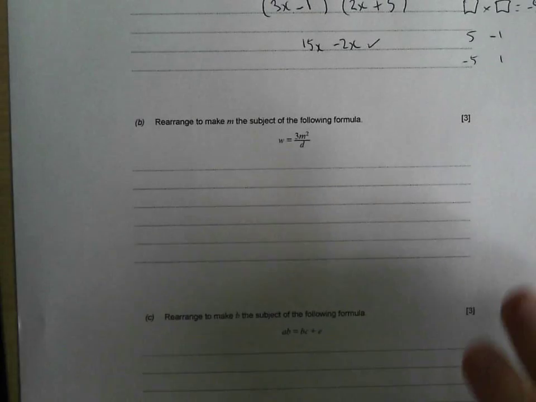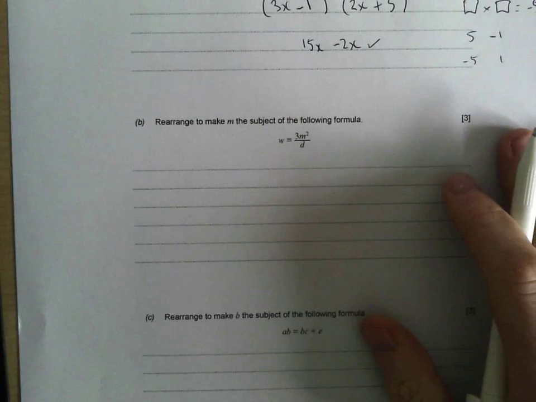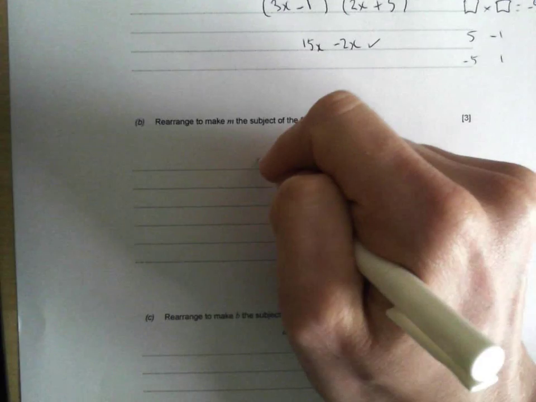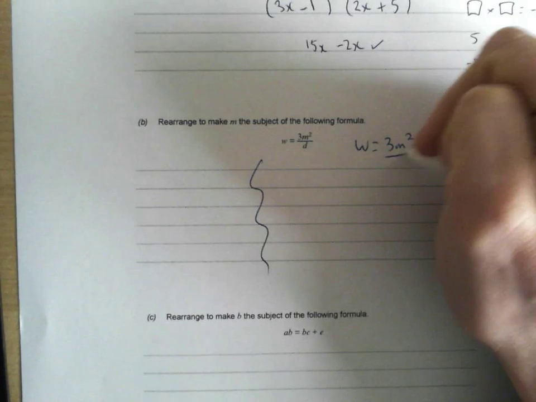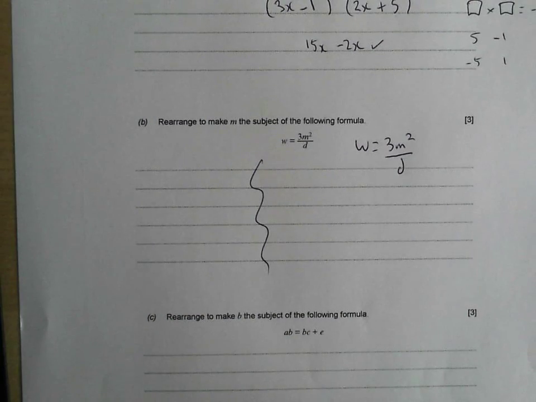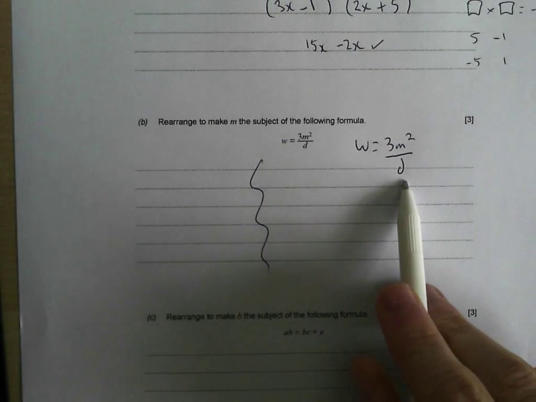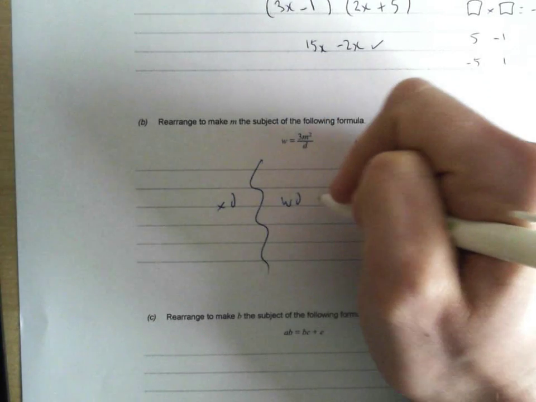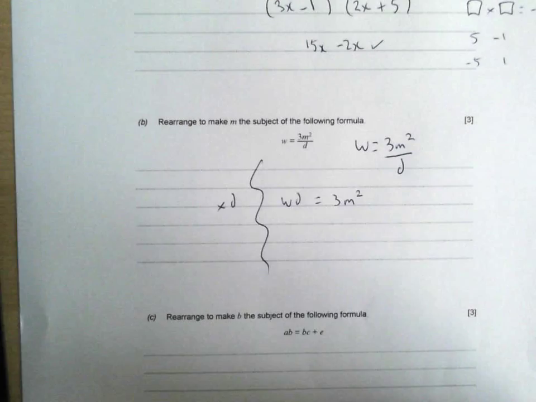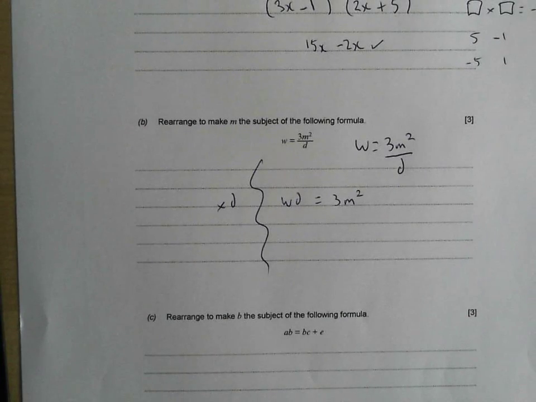Okay, part B, rearrange to make m the subject of the formula. We haven't had one of these, so this will be good. Again, I'll just write it out, because this font couldn't be flipping smaller if it tried. Right, I've got to get m on its own. So first thing, I've got a fraction, so I'm going to multiply both sides by d. So I'm going to get WD equals 3m squared, multiplying both sides of the equation by d.